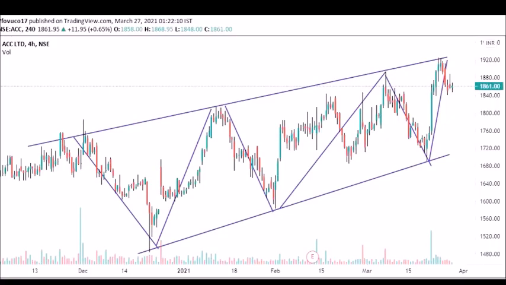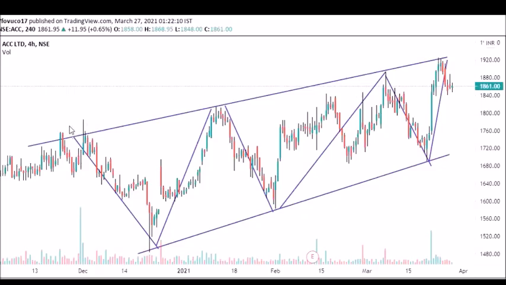I'll show some patterns, the rest you will have to do as your homework. The first example is for a channel pattern. You can see over here the channel pattern is formed, that is, this is a resistance line and this is a support line. You can see that the stock is traveling in between the resistance and support line for a long time.